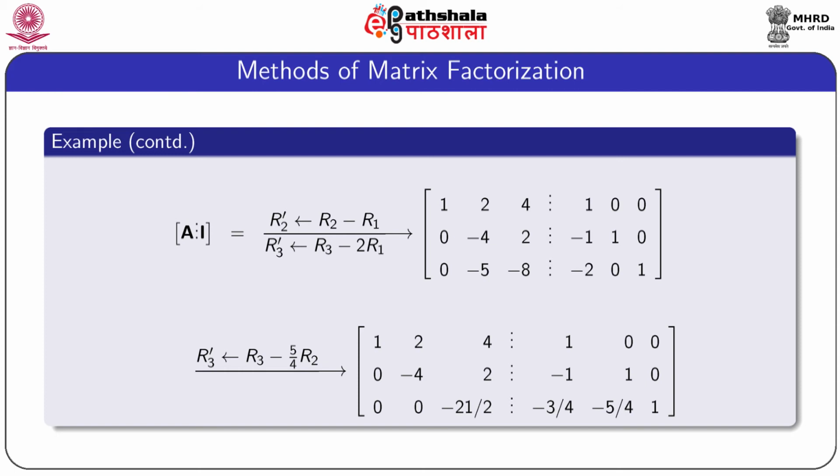The augmented matrix [A | I] is equal to the right hand matrix. This matrix is obtained by elementary row operations R2' equal to R2 minus R1 and R3' equal to R3 minus 2R1. And secondly, we apply another elementary row operation, R3' equal to R3 minus 5 by 4 R2. Note that after this elementary operation, the first half becomes an upper triangular matrix, and the second half becomes a lower triangular matrix.